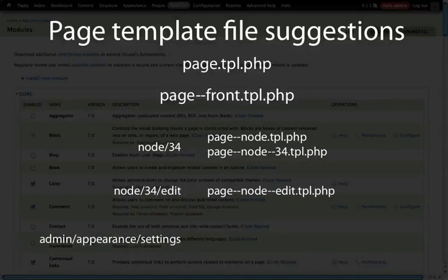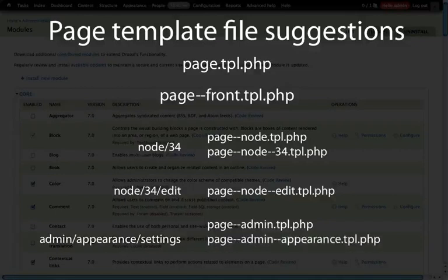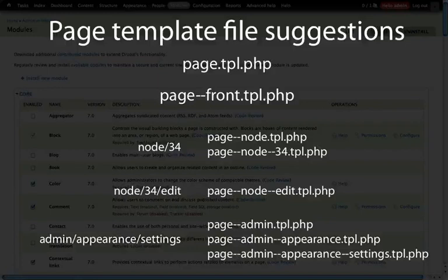In this third example, we're at admin/appearance/settings, and because we have three parts to our path, there's three options for us. We can use page--admin.tpl.php, page--admin--appearance, or page--admin--appearance--settings. Now, much of the time our theming is going to be more on the front end rather than through the admin pages, but the admin pages provide a useful set of paths that represent the variable structures that you'll find on the front end as well.